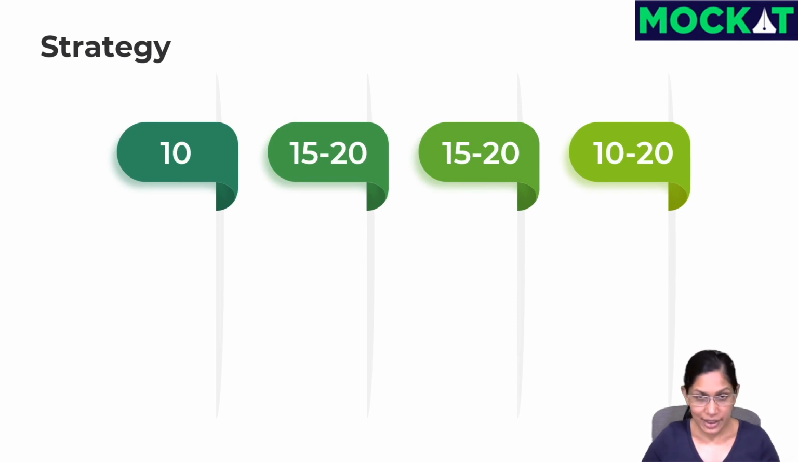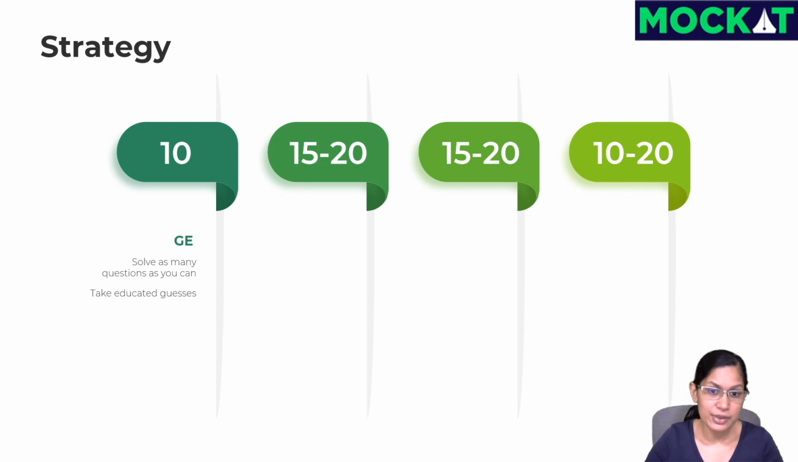This is how I recommend that you split your 60 minutes. Let's say 10 minutes, 15 to 20 minutes, 15 to 20 minutes, and the last remaining 10 to 20 minutes. So in the first 10 minutes, just finish off the general English section. You'll have 15 questions. You might even take a little less time if verbal is your strength.